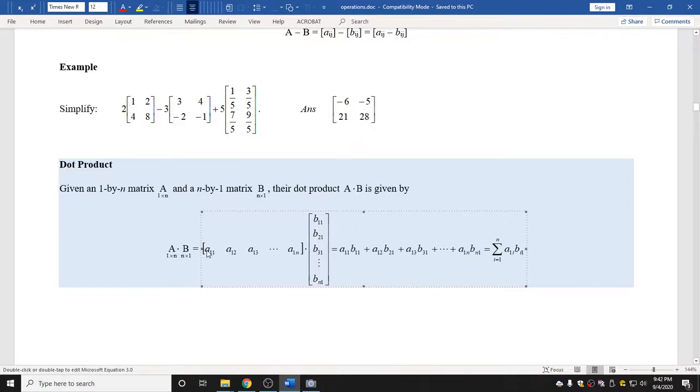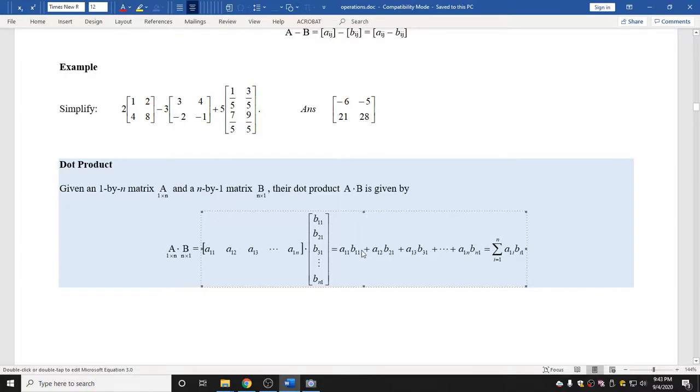Okay, so here's what you do to get the dot product of A, which is a row matrix, and B, which is called a column matrix. What you do is you take the first entry of the row matrix and multiply it by the first entry of the column matrix. So A11, B11.